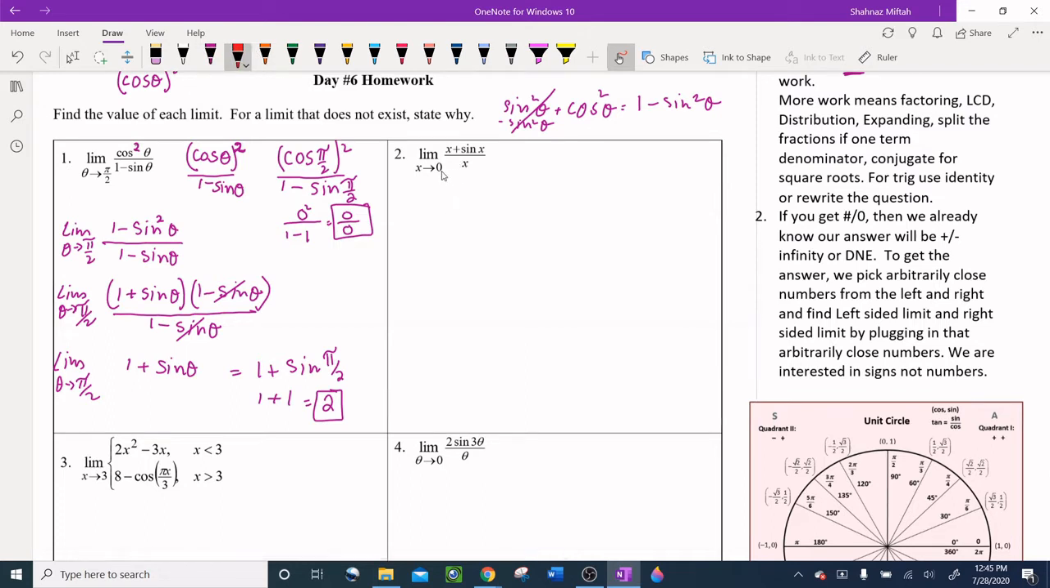Okay, let's do this question. Now, again, plug in 0. So I'm going to do the direct substitution, plug in 0 plus sine 0 over 0. What is sine 0? If you pay attention, this is my 0 right here. Sine means a y value, and it's 0. So technically I got 0 over 0 again, which means I need more work, and it's a trig function.